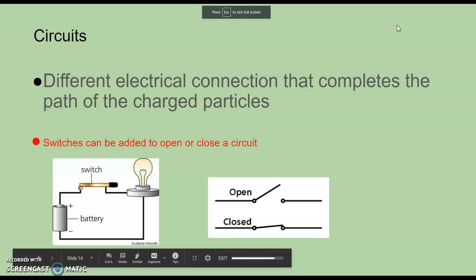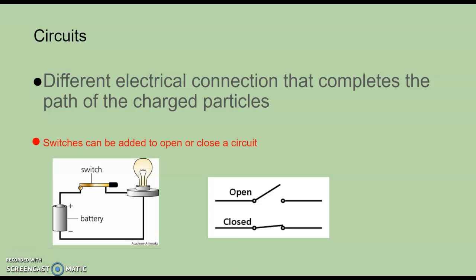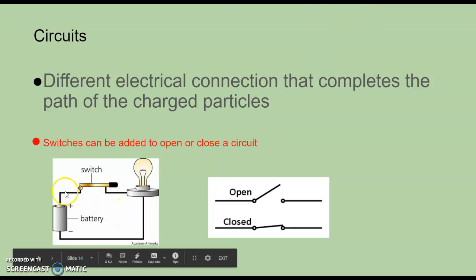Last thing we need to talk about for our electricity unit are circuits. So circuits are different electrical connections that complete the path of the charged particles. So the electrons that are traveling to the positive side, they need a complete path for that to work. If that path is broken at all, the device won't work and it won't be turned on. So it's a system of wiring, usually, that allows the electrons to travel all the way around.